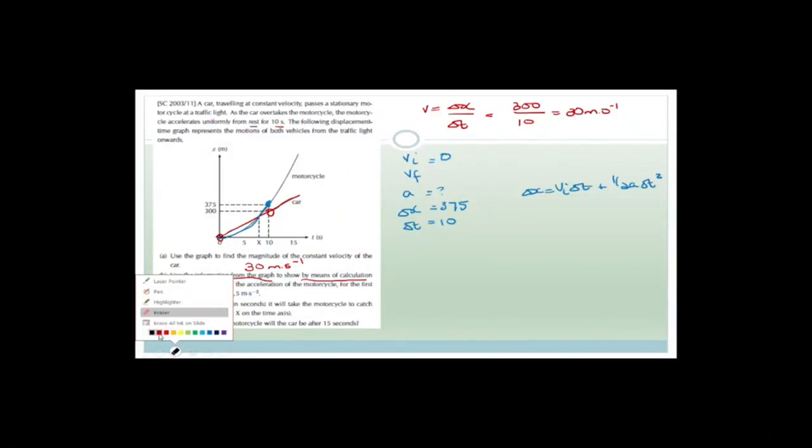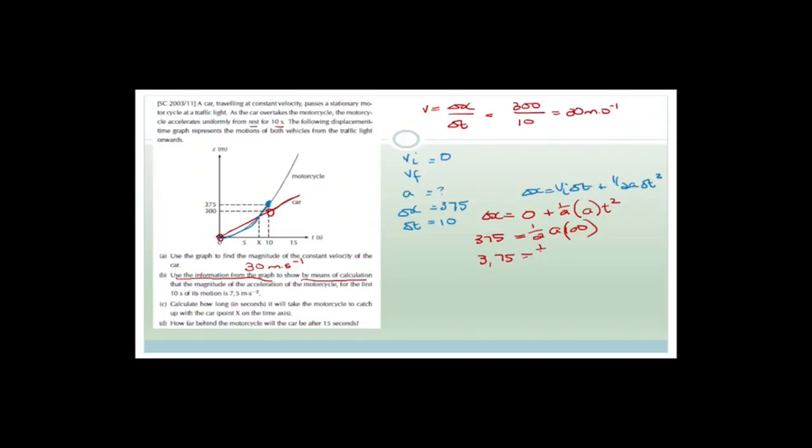So therefore, do you see that we can say that delta x is equal to the initial velocity, which is zero, plus a half times the acceleration times t squared, okay? And we are trying to work out the acceleration. The delta x, 375, is a half times a times 10 squared, which is 100. So we got 375 is equal to 50a, therefore a is going to be 7.5 meters per second squared. Ta-da!